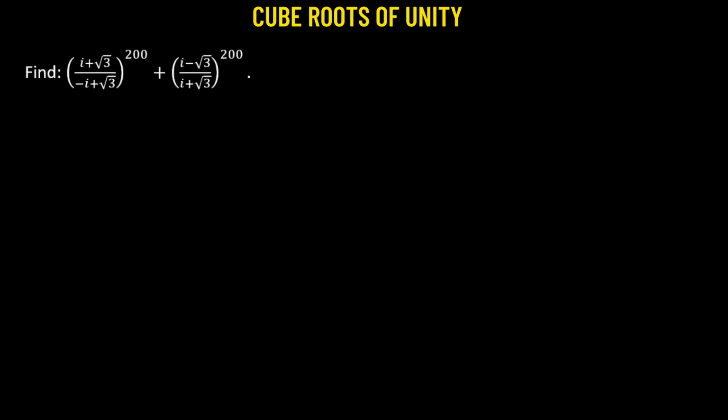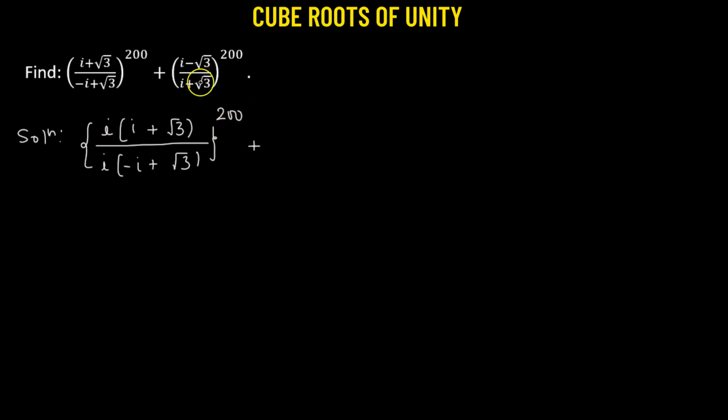We need to obtain the value of this given expression. So let's begin. Let's consider the first term, and we are going to multiply the numerator and the denominator within the parentheses with iota. So we have i times (i plus square root of 3) divided by i times (negative i plus square root of 3), whole raised to the power 200.